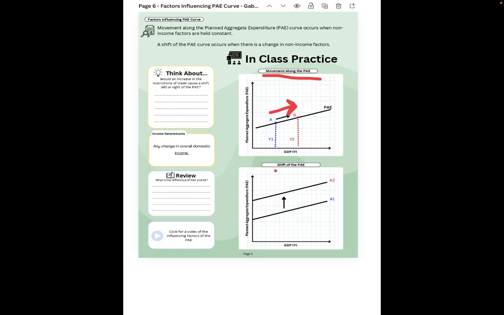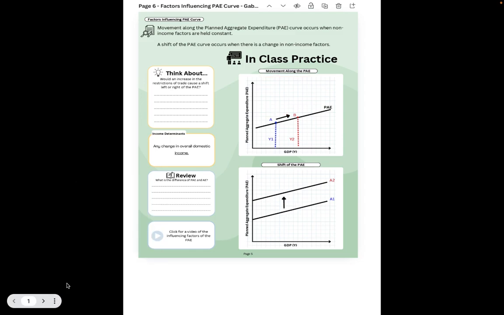Down below, where it says shift of the PAE, this is an example of when taxes lessen or when wealth increases, something that is a non-income determinant that changes, which is why the PAE curve moves from point A1 to point A2. As you can see by this arrow that is held constant, the actual income has not changed. It's just an income determinant that has.